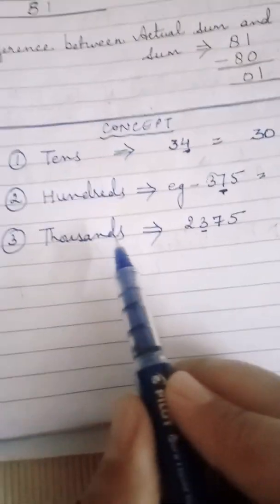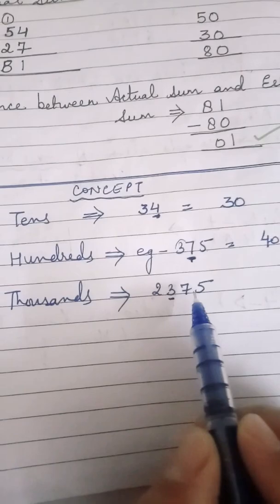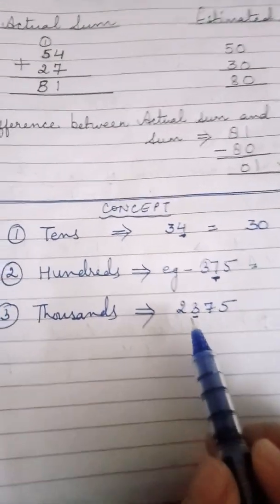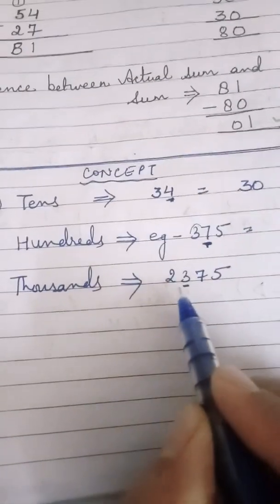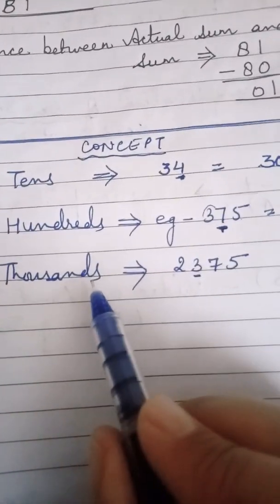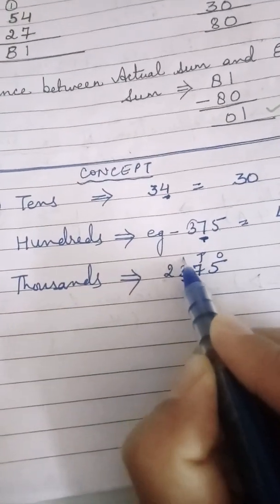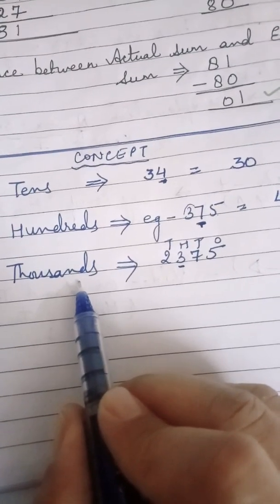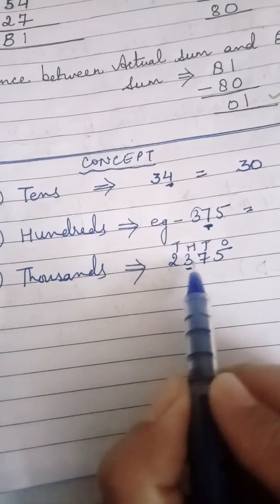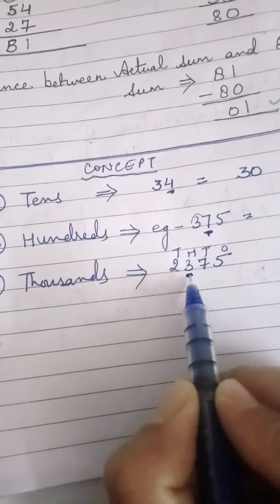Alright, now let's move on to the thousands. When you are required to round off the given number into thousands, you will see the number which is at the 100th place. Because what comes before thousands? Hundreds. This is ones, this is tens, this is hundreds, and this is thousands. So you are rounding off to the nearest thousands. So you will go to the number which is just before thousands, that is at the 100th place. So the number is 3.